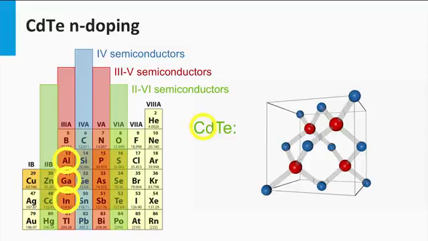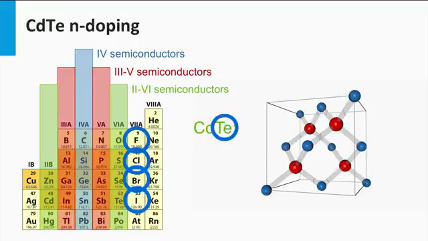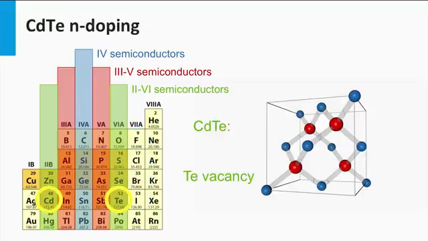N-doping of cadmium telluride can be achieved by replacing the 2 valence atom cadmium with a 3 valence electron element like aluminum, gallium and indium. These elements act as shallow donors. N-doping is achieved as well by replacing the 6 valence tellurium atom with a 7 valence electron element like fluorine, chlorine, bromine and iodine atoms. They act as shallow donors. A tellurium vacancy acts like a donor as well.